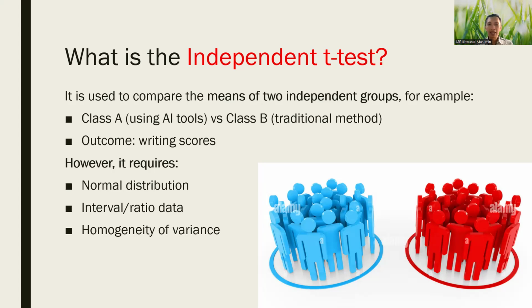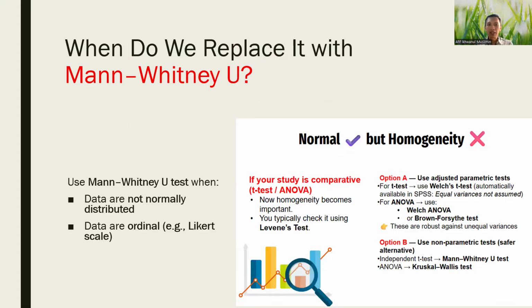Independent t-tests have some requirements, as I mentioned in the previous meeting: the data must be normally distributed, the data must be in a very clear interval or ratio data, and the data must be homogeneous, or they pass the homogeneity test of variance. However, sometimes if we do the two tests, normality and homogeneity, the data is not normally distributed, then it's time for us to apply the Mann-Whitney U test.